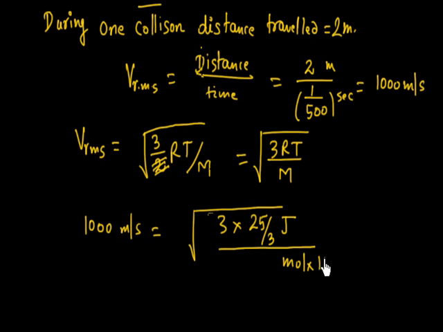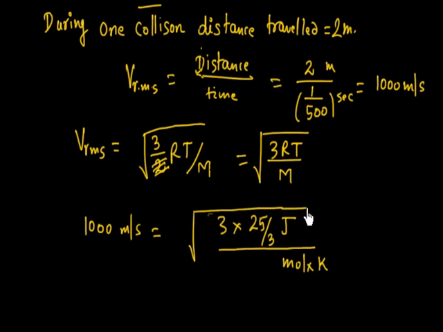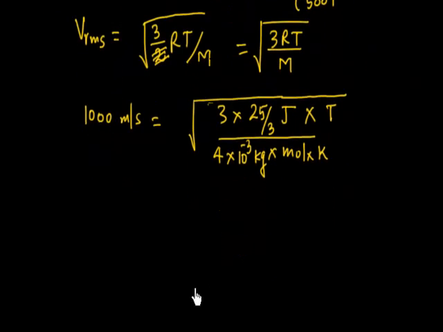So this is per mole per Kelvin, you see. And what is the temperature? So temperature we have to calculate. And what is the molecular mass? That is 4 grams. So I have to write in SI unit, that is 4 gram is 4 into 10 to the power minus 3 kg. Now only thing is I have to solve for T.